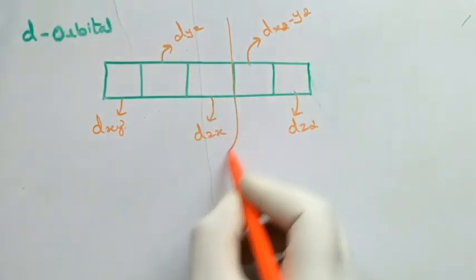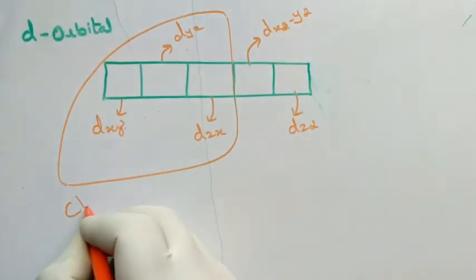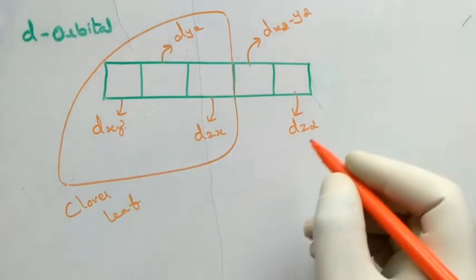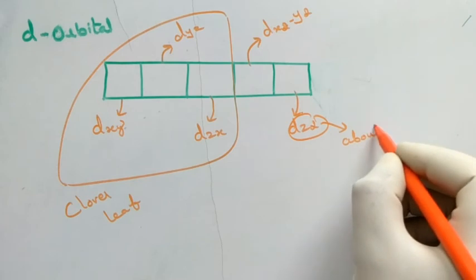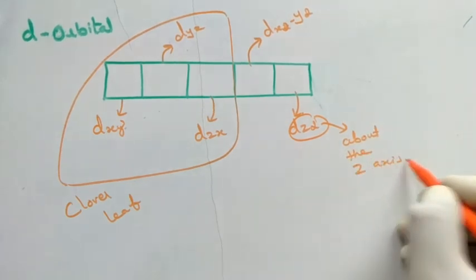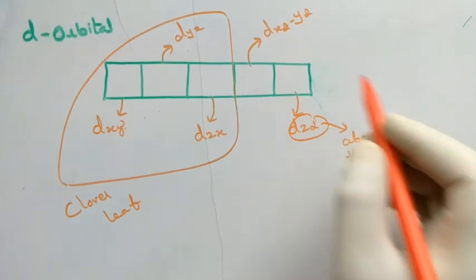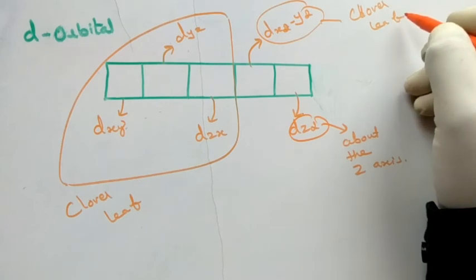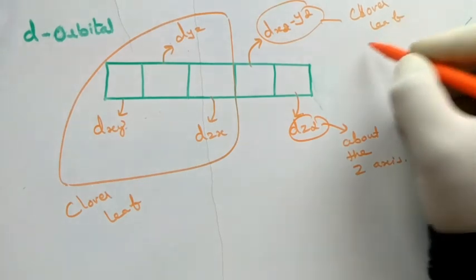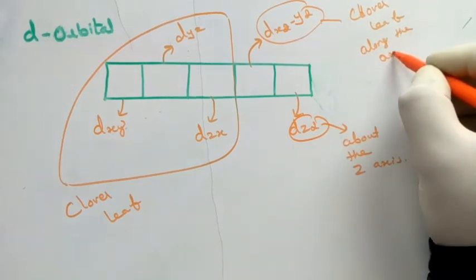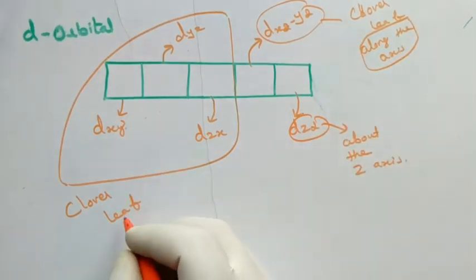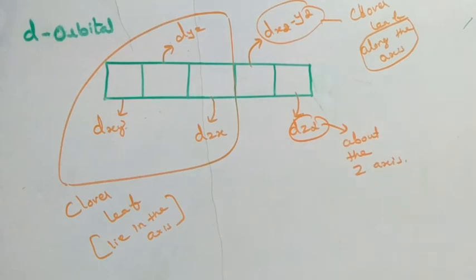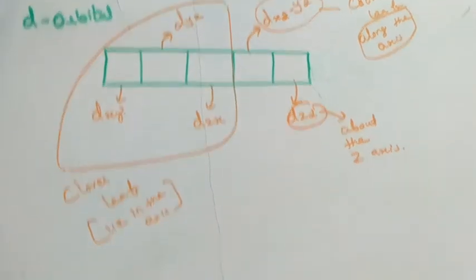So the shape of first 3 orbitals is clover leaf shape. These 3 orbitals are in clover leaf shape. The last dz2 orbital is symmetrical about the z-axis. Whereas dx2 minus y2 orbital also is in clover leaf shape. But the difference between first 3 orbitals and the dx2 minus y2 orbital is it will be along the axis, whereas these 3 orbitals will lie in the axis. Now let's see the shape of these 5 d orbitals one by one, then only you can understand.